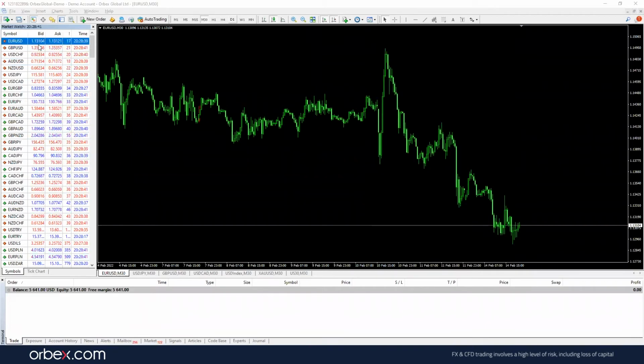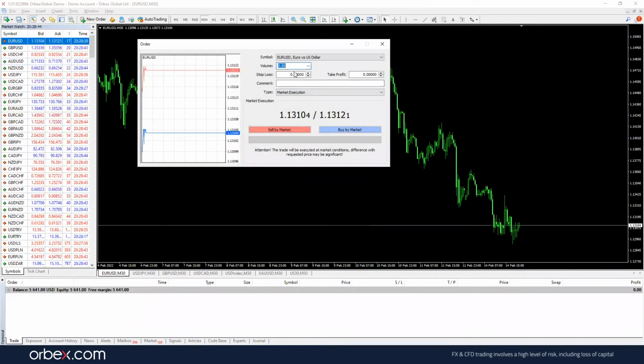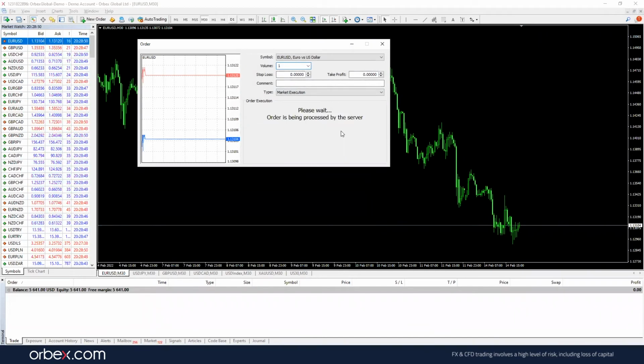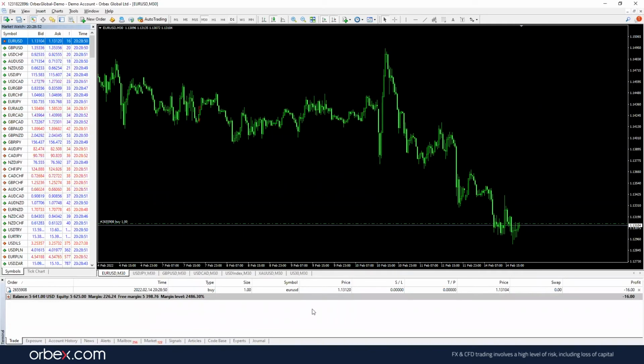Now I need to keep these trades open. I keep closing them accidentally. Let's just open a one lot, and we'll show what's happening here. So with that being said, currently my leverage is 1 to 500 and my margin level is 2,486.